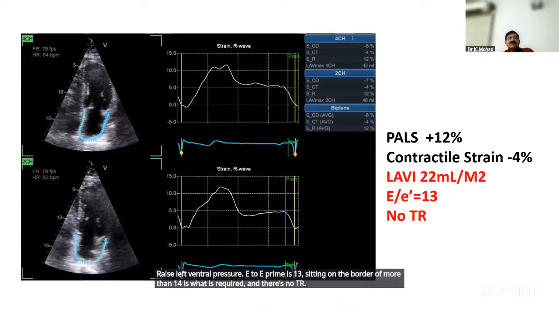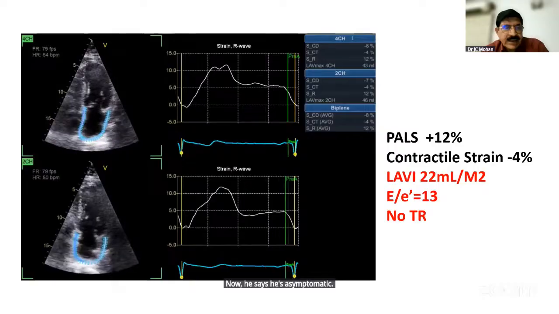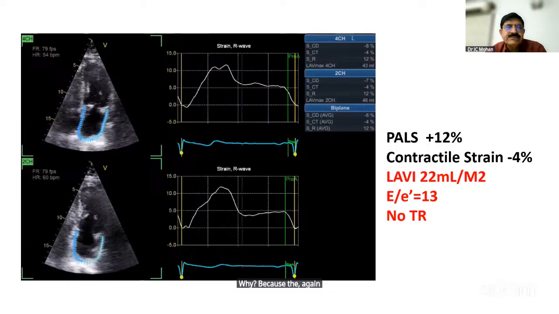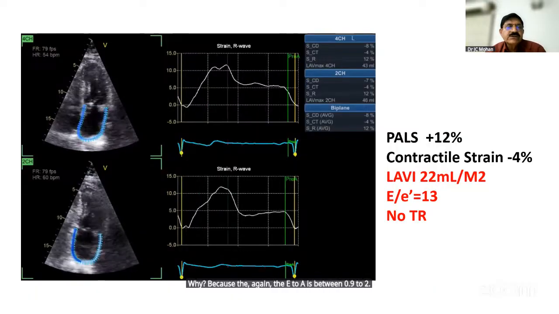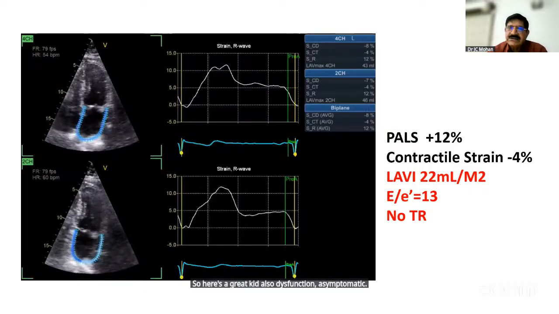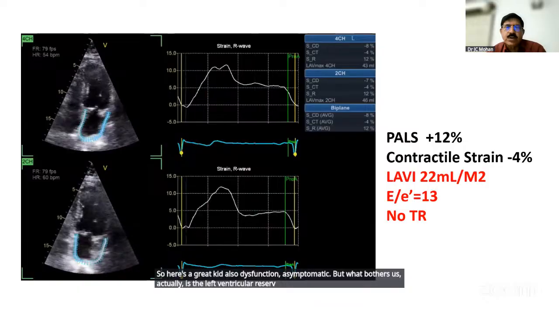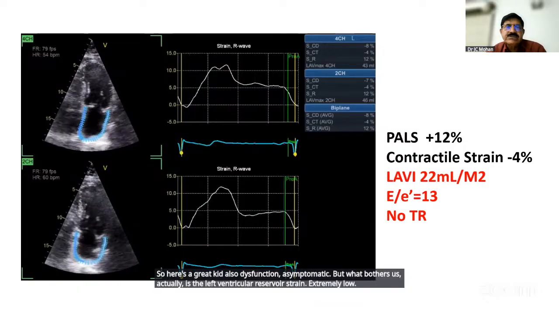Now he says he's asymptomatic. And of course, we have diagnosed that he has diastolic dysfunction, and it is most likely grade 2 diastolic dysfunction. Why? Because the E to A is between 0.9 and 2. So he has grade 2 diastolic dysfunction, asymptomatic. But what bothers us actually is the left atrial reservoir strain, extremely low, and contractile strain extremely low.